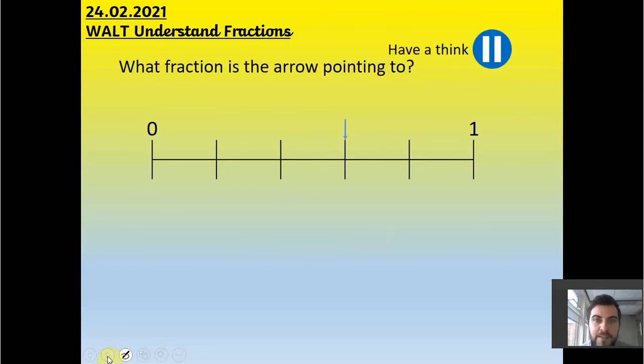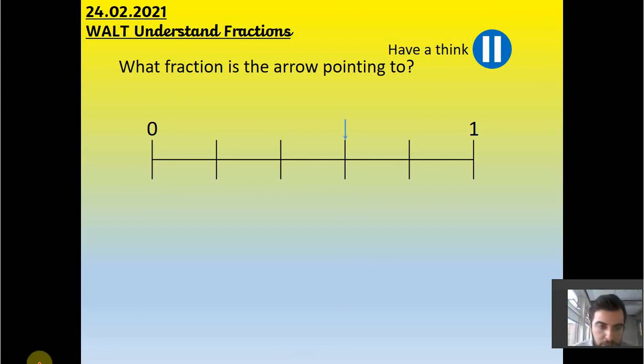What fraction is the arrow pointing to here? Have a think. Firstly, look at the number. We know it's going to be less than 1. Count how many sections, and that will give you the denominator. Then count how many scales across, and that will give you your numerator. Have a think, good luck.